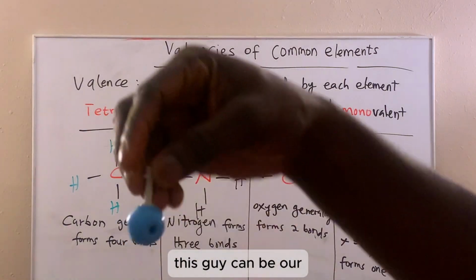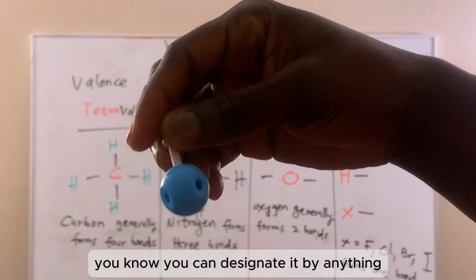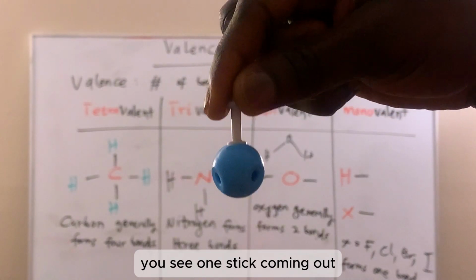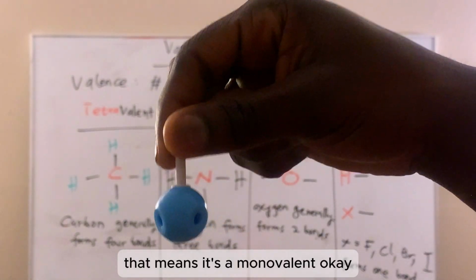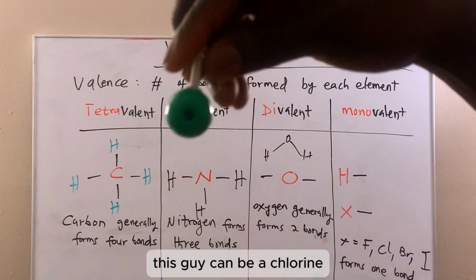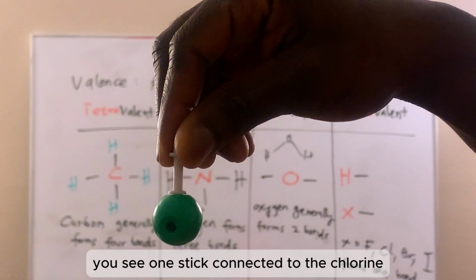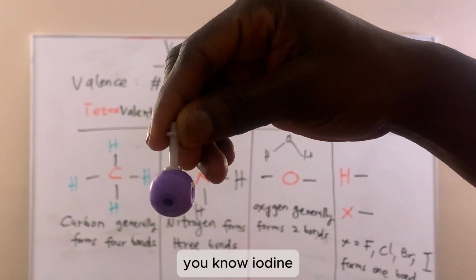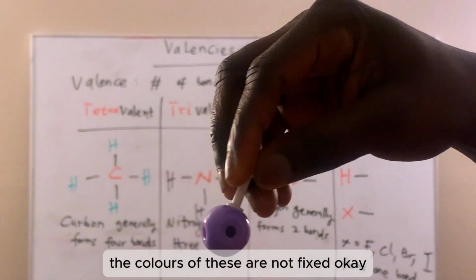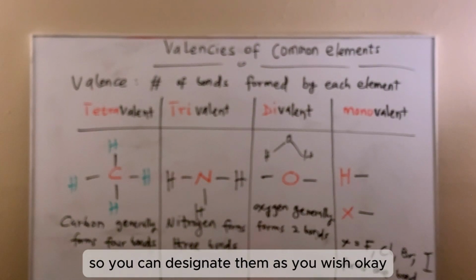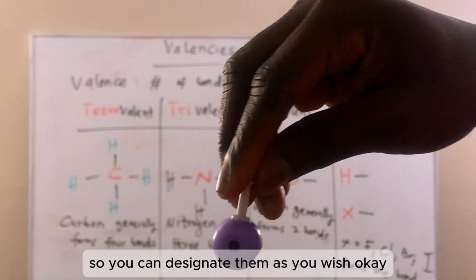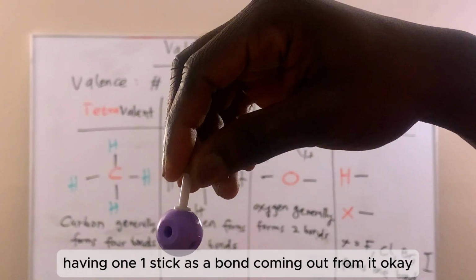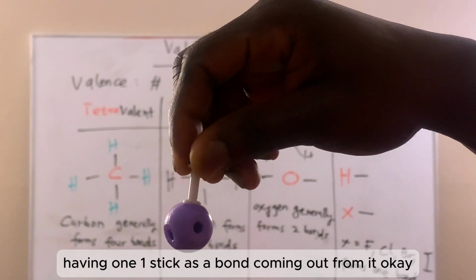You can designate it by anything. This one can be bromine. You see one stick coming out, which means it's monovalent. This one can be chlorine, with one stick connected to the chlorine. This one can be iodine. The colors of these are not fixed, so you can designate them as you wish. So this can be your iodine, having one stick as a bond coming out from it.